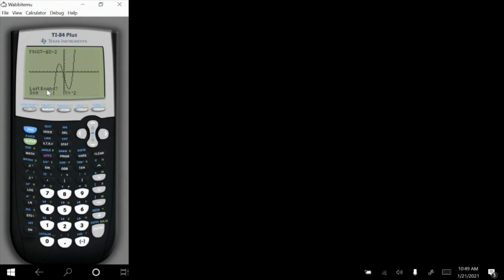Now here we do have questions that we have to answer. The first question is where our left bound is going to be. Keep in mind, this is the x-intercept that we want to find. So a left bound is going to be a section on the graph that's to the left of this point. So probably somewhere right here is where we should move our blinking cursor for a left bound.